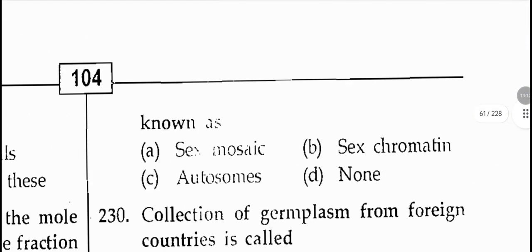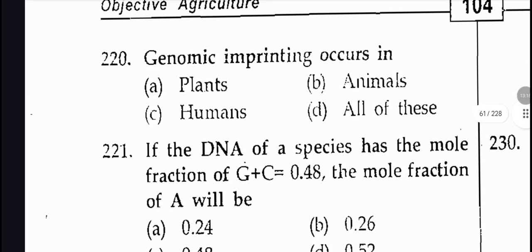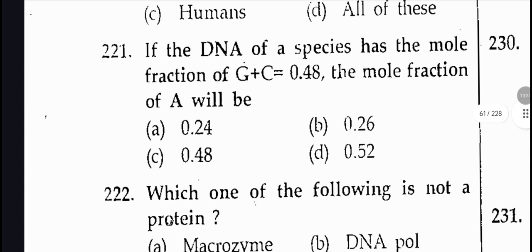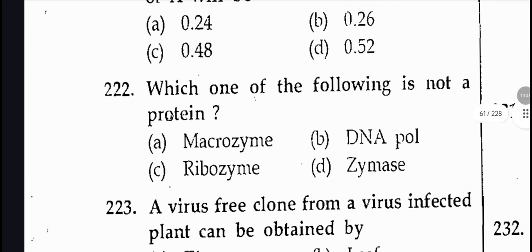219. The following among the molecular markers that are codominant in nature is, that is option B, SSR and RFLP. Question number 220. Genomic imprinting occurs in, that is option D, all of these: plants, animals, and humans. Question number 221. If the DNA of a species has the mole fraction of G plus C equal to 0.48, the mole fraction of A will be, that is option B, 0.26.